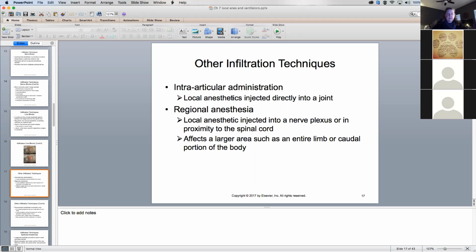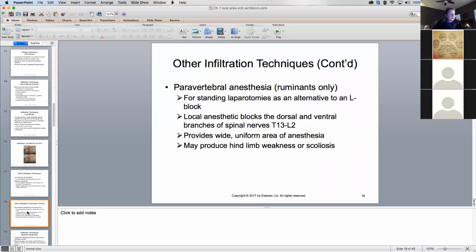If it's articular, it's in a joint. Articular is a joint. And if it's regional anesthesia, a nerve plexus is an arrangement of many nerve roots. When I talk about the brachial plexus, there are many nerves coming out of one location, and then they split off. If you block at the plexus where they all come out, that's a larger group of nerves, and this can numb an entire limb or an entire portion of the body.